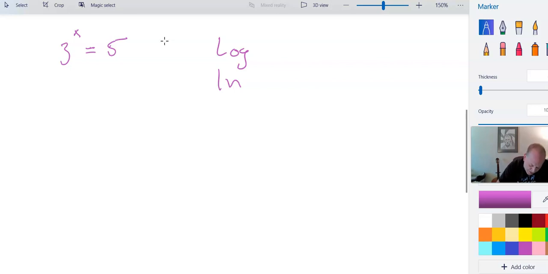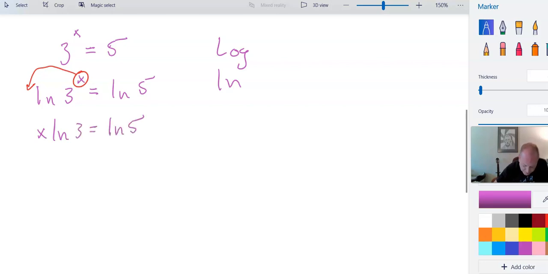So I'm going to use the natural log for this. So I'm going to take the natural log of 3 to the x on the left-hand side and the natural log of 5 on the right-hand side. So I'm doing the same thing to both sides of an equation. Now we're going to use the properties of logs, right, and bring that x down to the front. So now we have x times the natural log of 3 is equal to the natural log of 5.